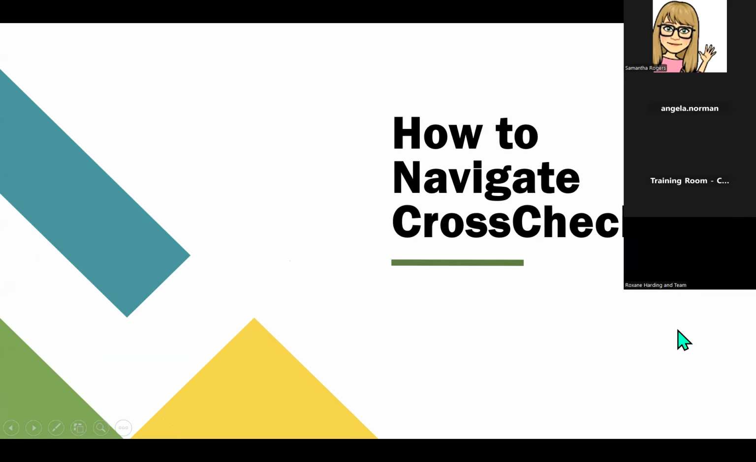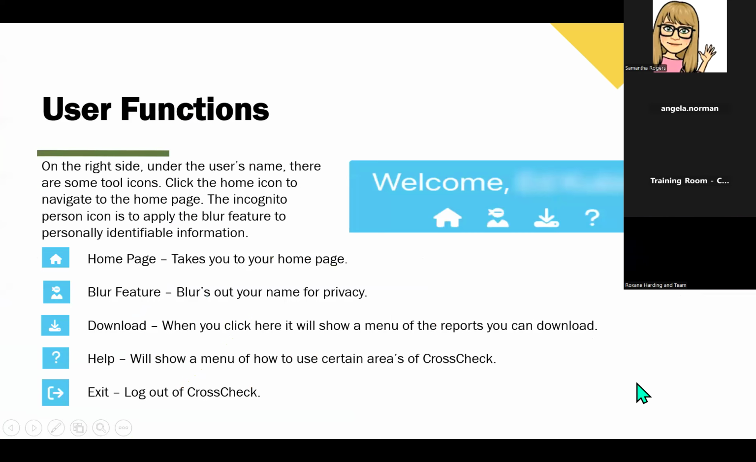How to navigate Crosscheck. So once we get into Crosscheck here, you're going to see this lovely little blue box up here. And this is all of your user functions. Of course, the house would be the home page.